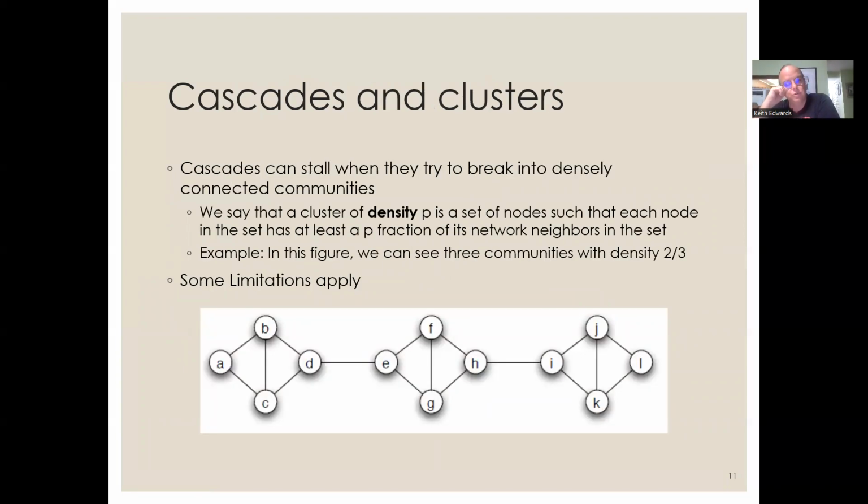Cascades can stall when they try to break into these densely connected communities, and we say the cluster of density P is a set of nodes such that each node in the set has at least a P fraction of its neighbors in the set.